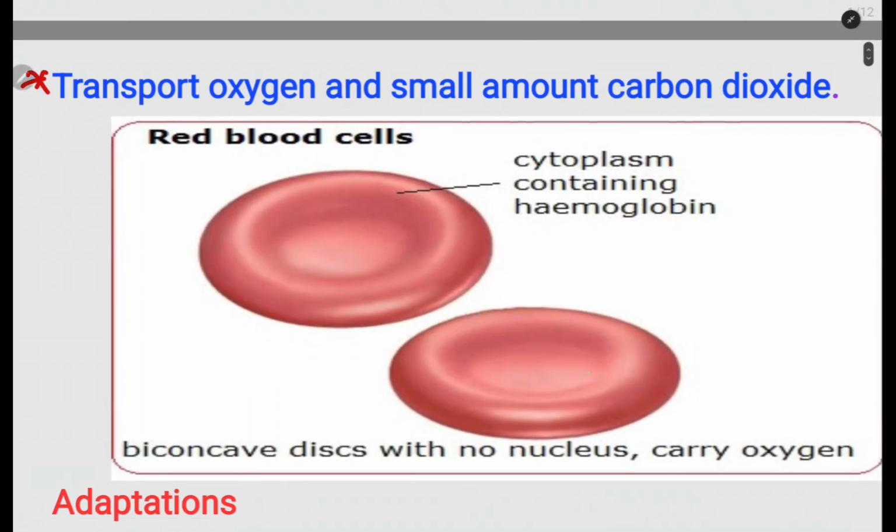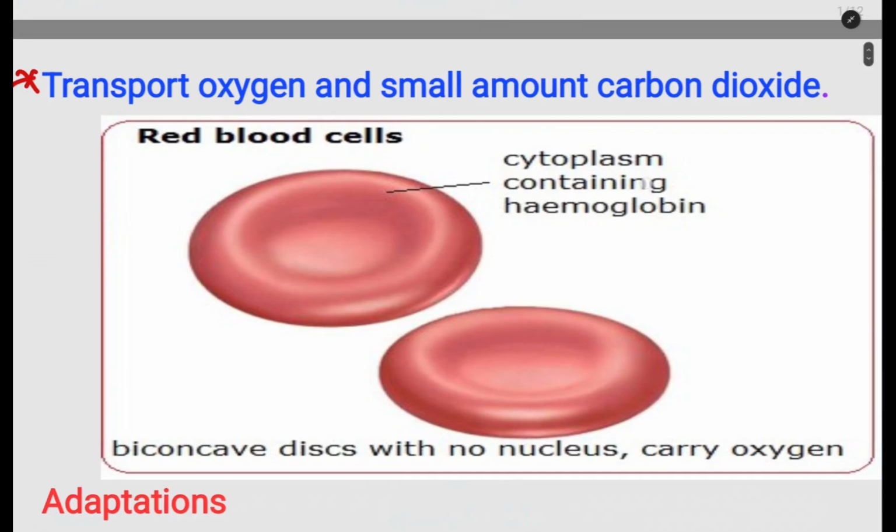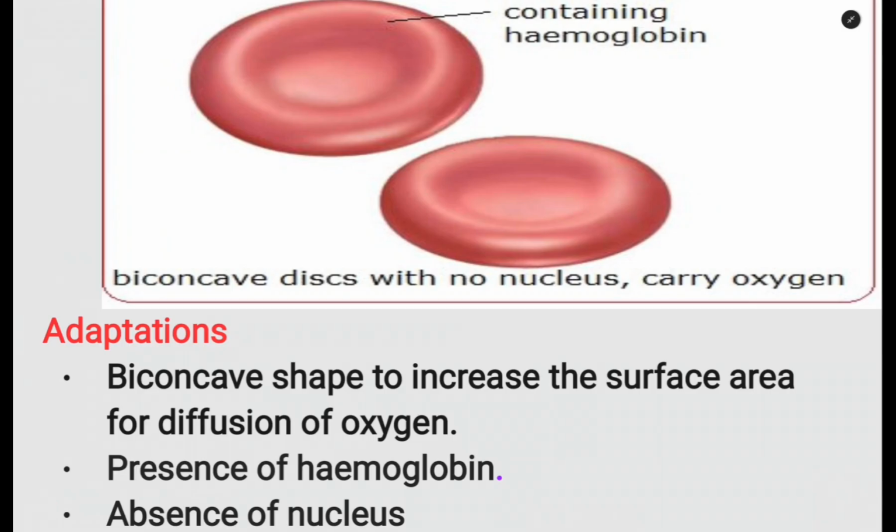All right, so these are some of the pictures of red blood cells. The parts: it has cytoplasm, it has hemoglobin, but no nucleus, as we are going to look at in the adaptations. So familiarize yourself with the red blood cells. They do come in an exam just like this. It can be presented just like this. You should be able to identify that these are red blood cells. That is very important. Let us now look at their adaptation.